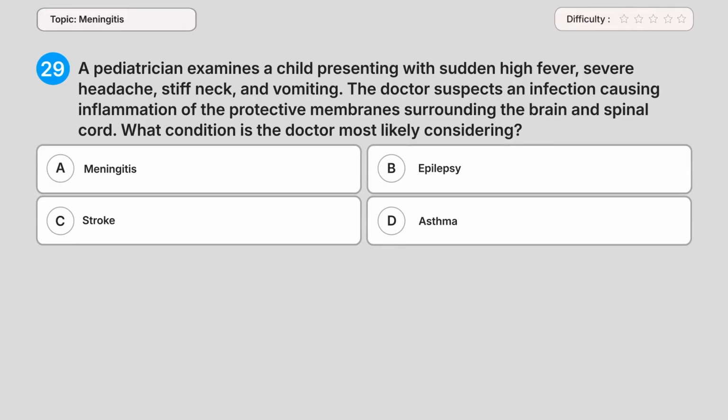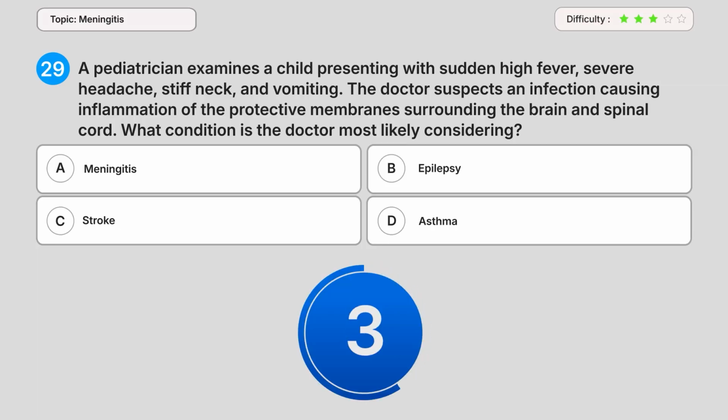29. A pediatrician examines a child presenting with sudden high fever, severe headache, stiff neck, and vomiting. The doctor suspects an infection causing inflammation of the protective membranes surrounding the brain and spinal cord. What condition is the doctor most likely considering? A. Meningitis. B. Epilepsy. C. Stroke. D. Asthma. What do you think is the answer?